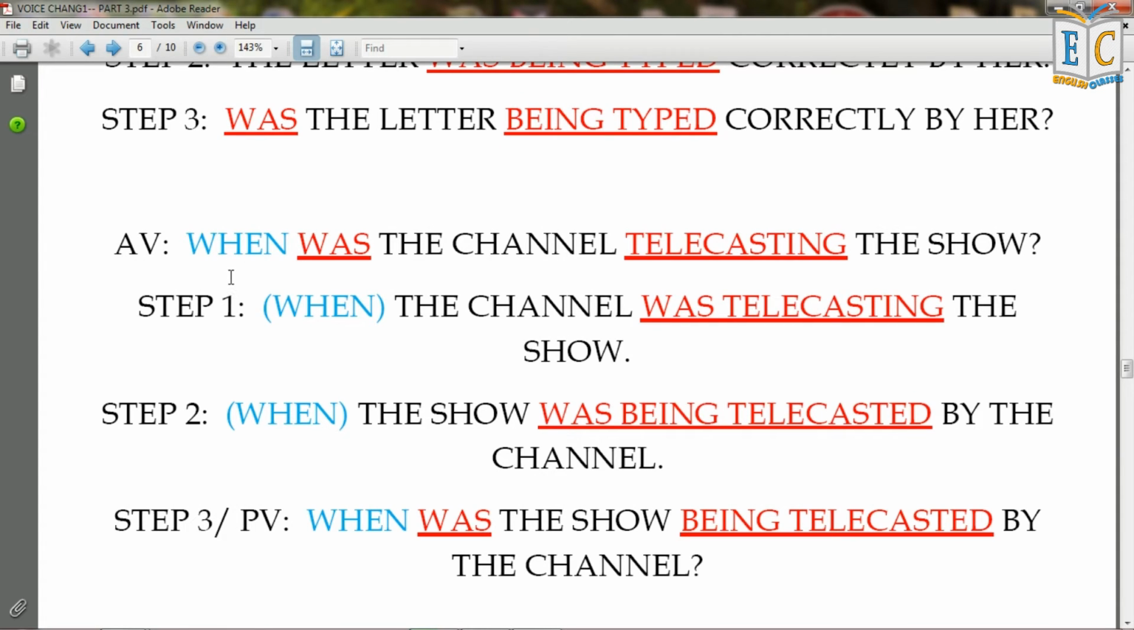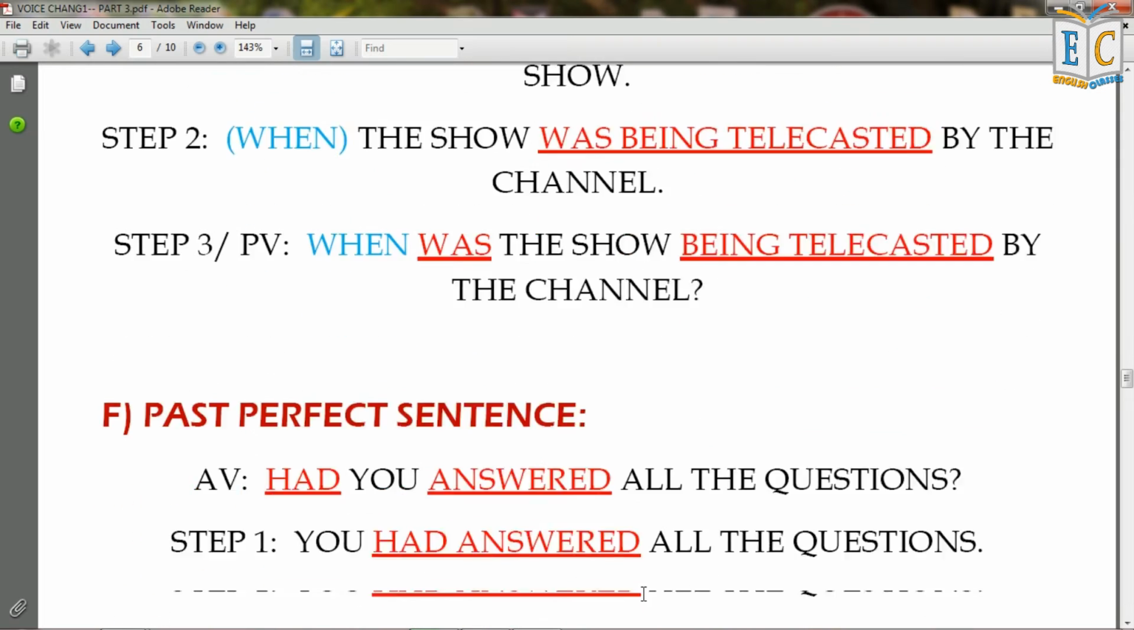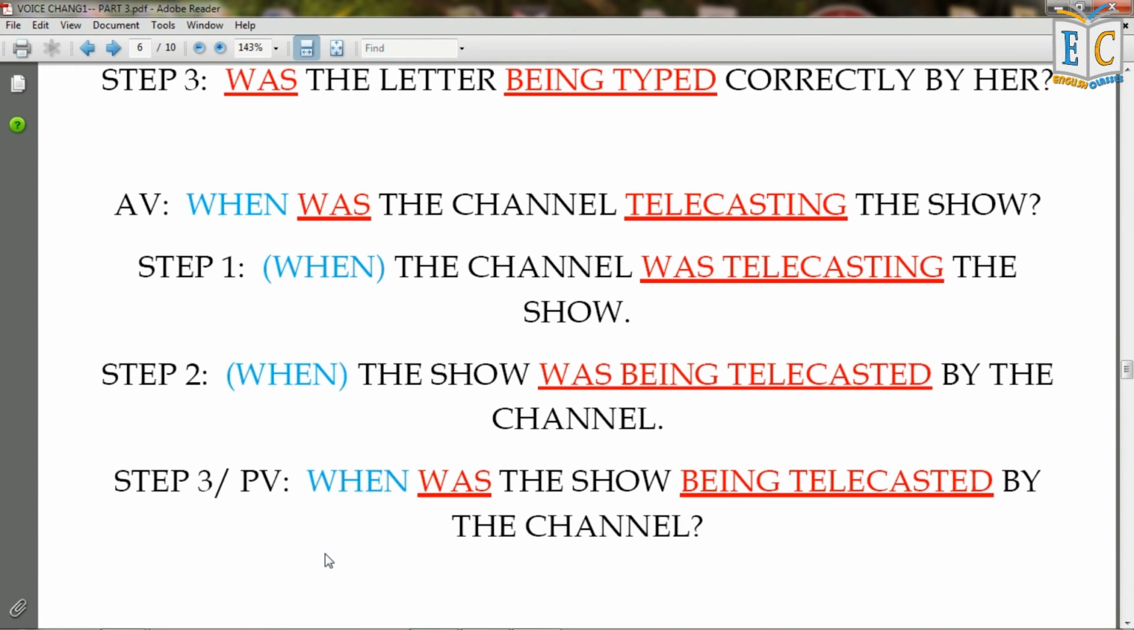In a WH word question, in active voice, when was the channel telecasting the show? Becomes in step 1, the channel was telecasting the show. In step 2, it becomes the show was being telecasted by the channel. In step 3 of the passive voice, it becomes when was the show being telecasted by the channel? So here you can see that when is constant.